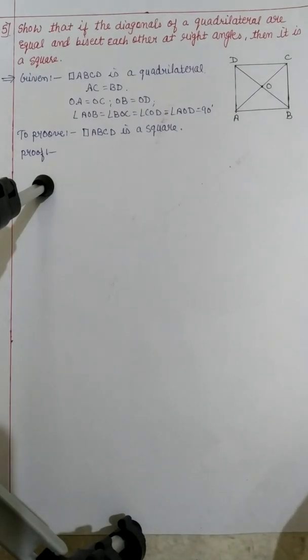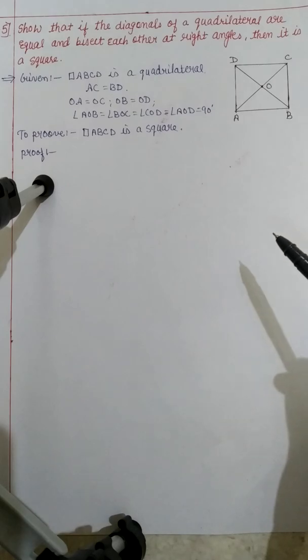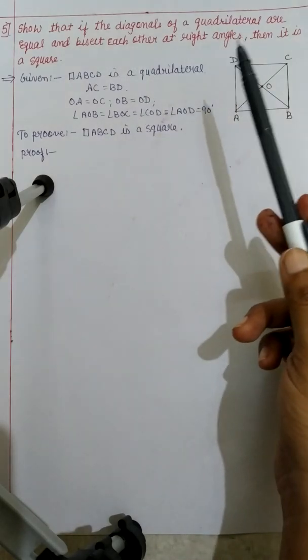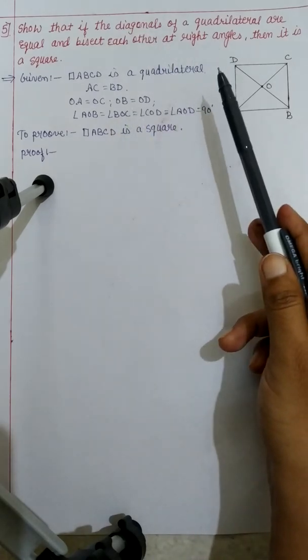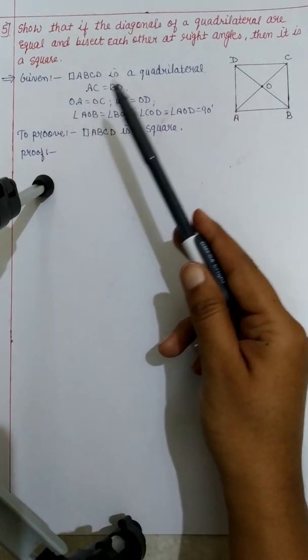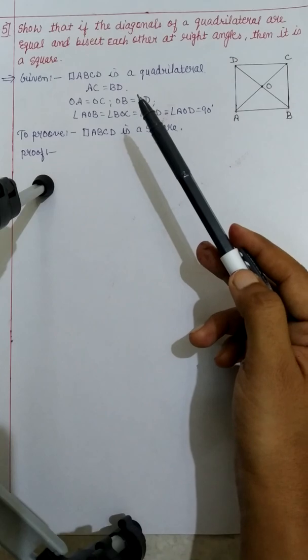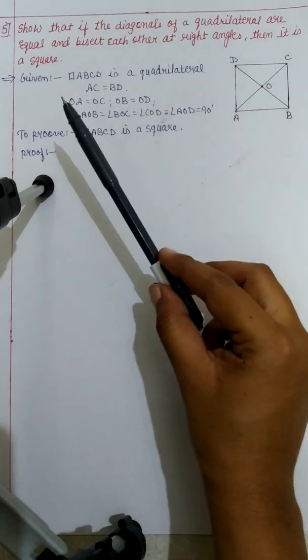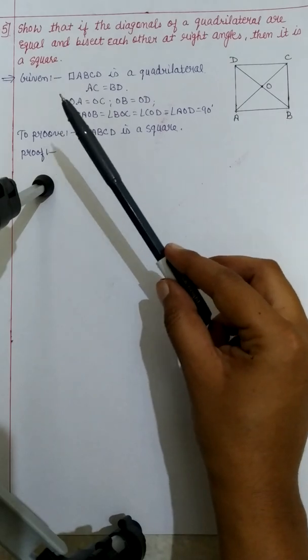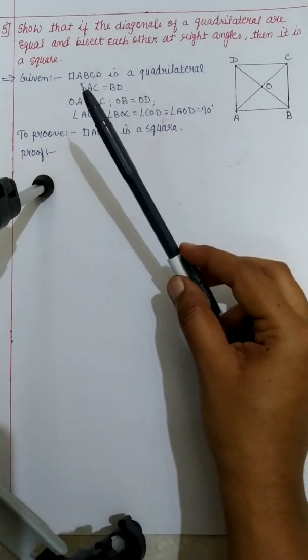Let's move on to question number 5 from the same exercise 8.1. Show that if the diagonals of a quadrilateral are equal and bisect each other at right angles, then it is a square. This question number 5 is a little bit similar to your question number 3, but with one difference: here it is asked to prove it as a square and there it was asked to prove it as a rhombus.